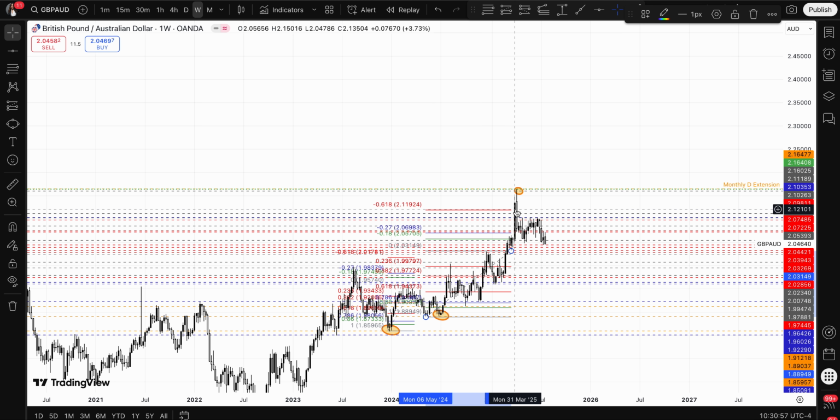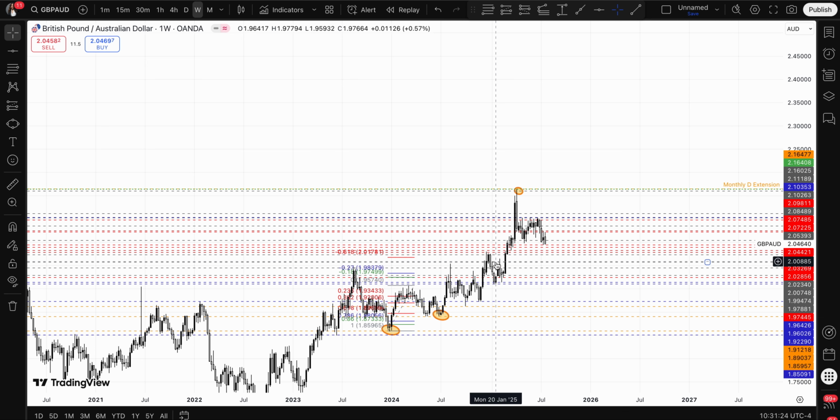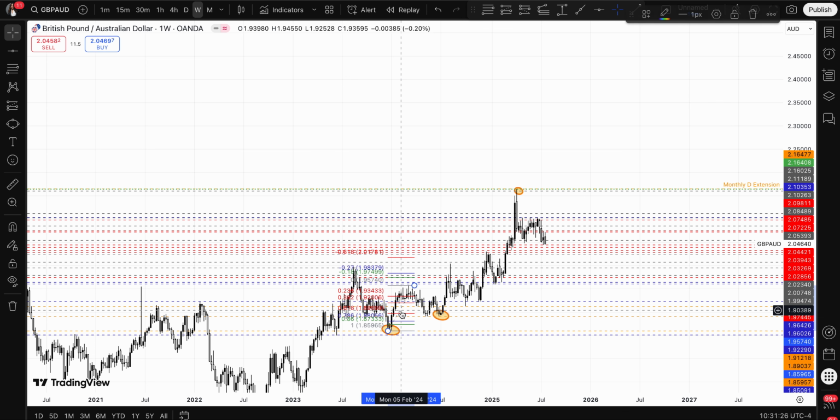This is on the weekly time frame, which is why we saw price start moving to the downside. So now my interest is no longer moving to the upside. I don't care what's happening on the lower time frame as far as moving to the upside, because we already hit a significant D extension on the weekly at 2.11924. My interest is what's happening to the downside. Have we hit the D extension to the downside? So now I'm going to delete this fib because I got all the information I need from it.